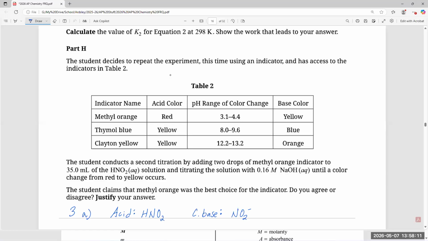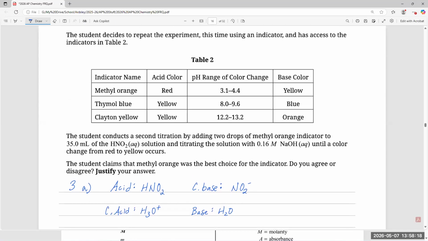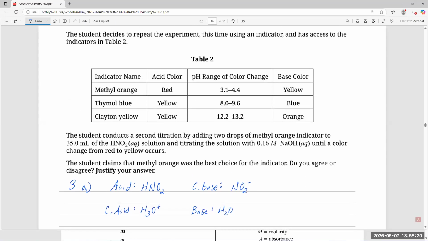H. A student decides to repeat the experiment, this time using an indicator from the indicator table, table 2. The student conducts a second titration by adding 2 drops of methyl orange indicator, right here, to 35 mL of nitrous acid solution and titrating with a 1.6 molar solution. It's all the same until the color change from red to yellow occurs. The student claims that methyl orange is the best choice for the indicator. Do you agree or disagree?